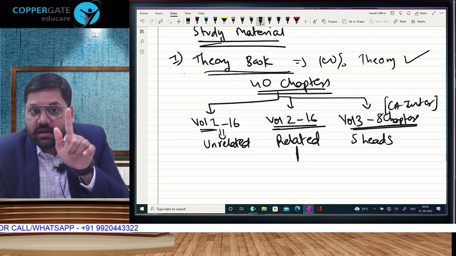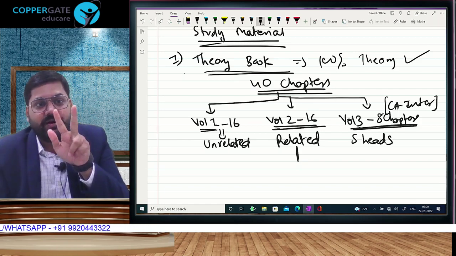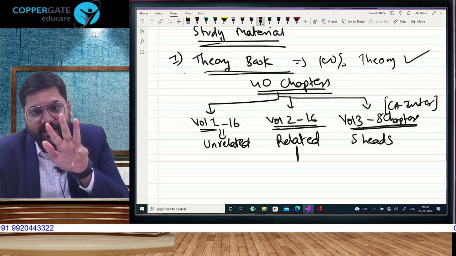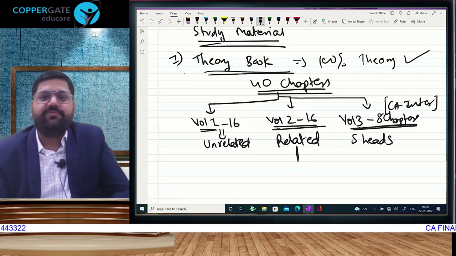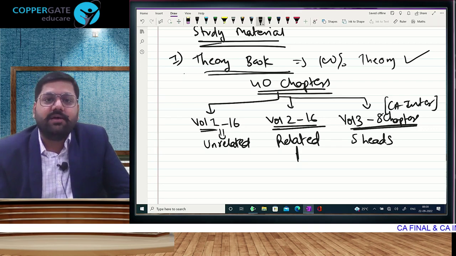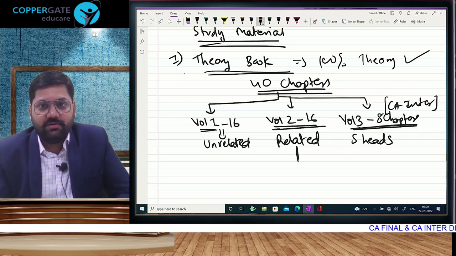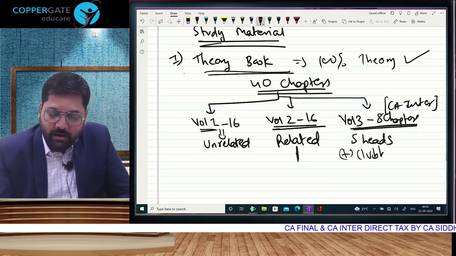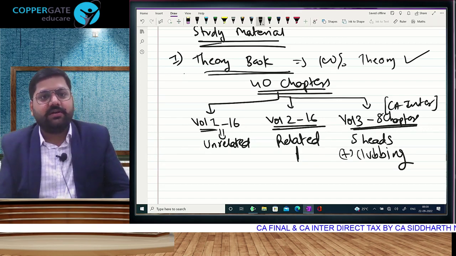Salary, house property, capital gains, business profession, and finally income from other sources. These are the 5 heads of income. These are 5 chapters in the volume 3 that I have given you. Then after this, there is a chapter called clubbing of income.